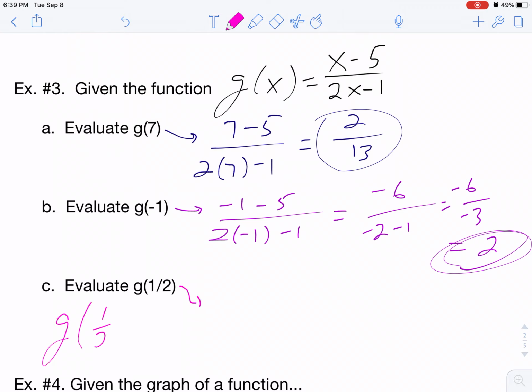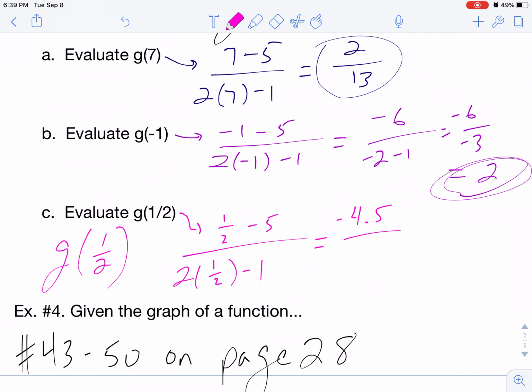Now normally you'd see that written in proper fraction notation, but g of a half is going to be 1/2 minus 5 over 2 times a half minus 1. Well, this is going to be negative 4.5 on the top if you use a calculator. But what I really want to focus on is the denominator. The denominator comes down to 2 times a half. 2 times a half is 1. 1 minus 1 is 0. Well, we can't divide by 0, so our answer is undefined.